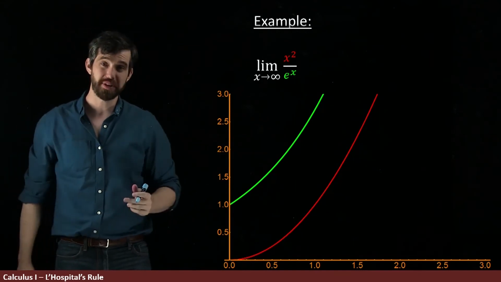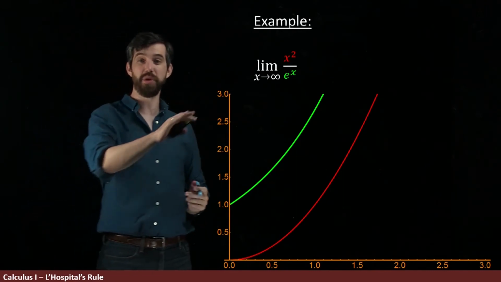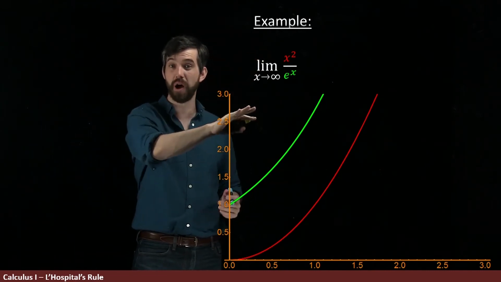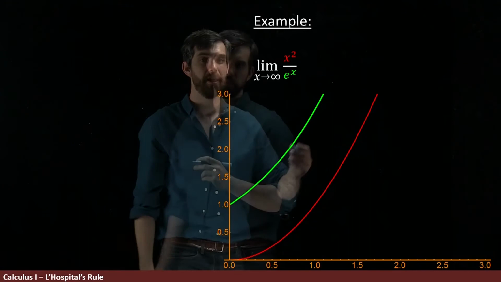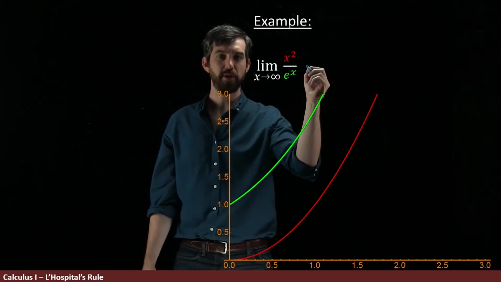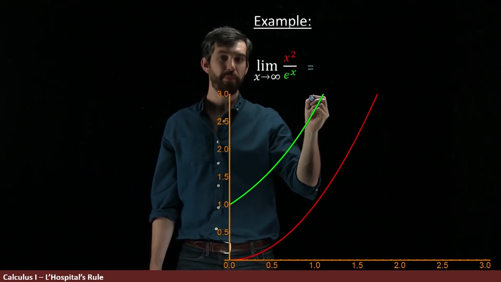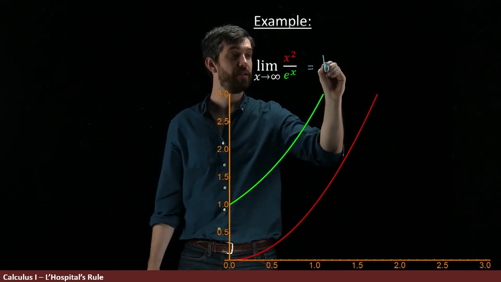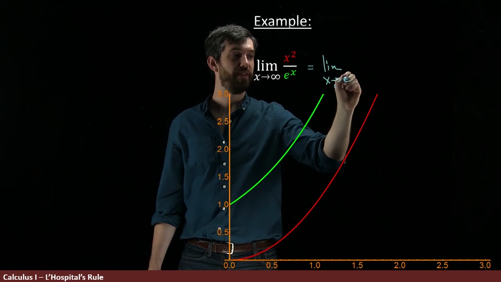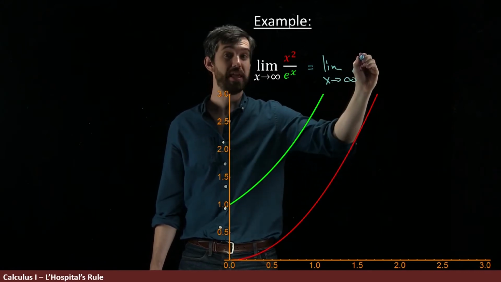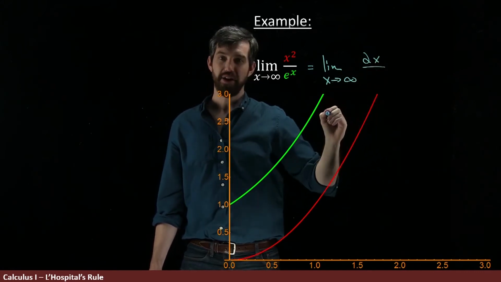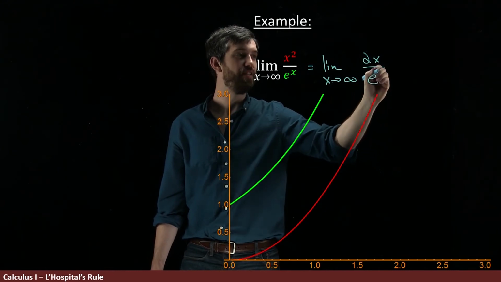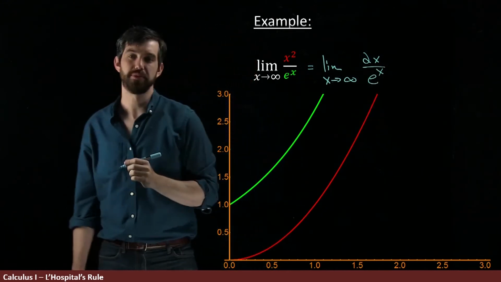But we can apply L'Hopital's rule. Indeed, this is saying that we've got an infinity on the top and an infinity on the bottom. They both diverge to infinity. So if I want to compute what this is going to be, I can take the derivative on the top and divide it by the derivative of the bottom. So this is going to be the limit as x goes to infinity of 2x on the top, and divided out, the derivative of e to the x is just e to the x.